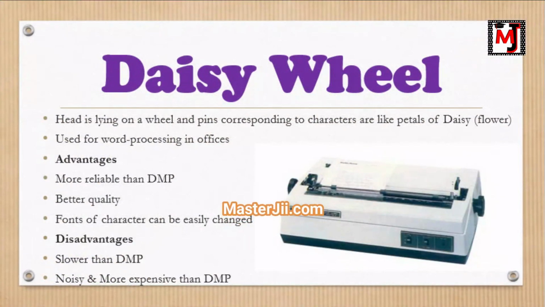And the next one is the daisy wheel. The head is lying on a wheel and the pins corresponding to characters are like petals of a daisy flower. That is why it is called a daisy wheel printer. These printers are generally used for word processing in offices that require a few letters to be sent here and there with very nice quality.